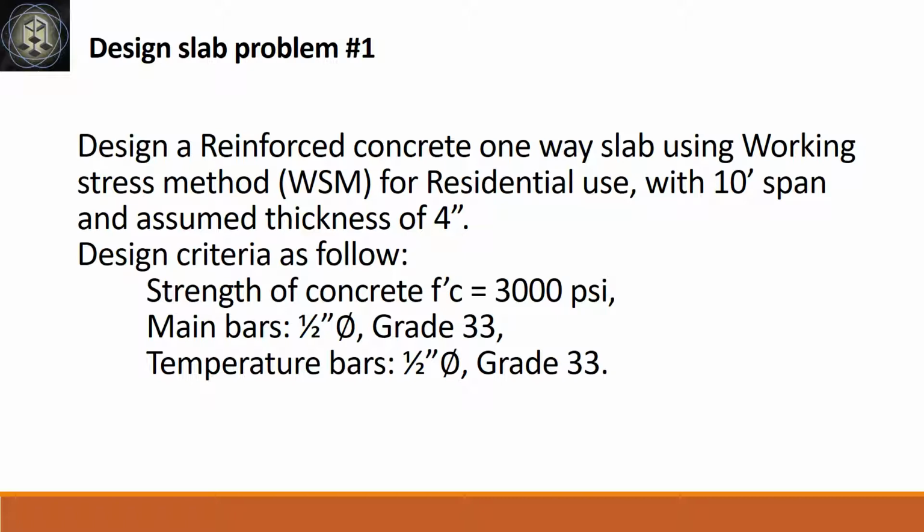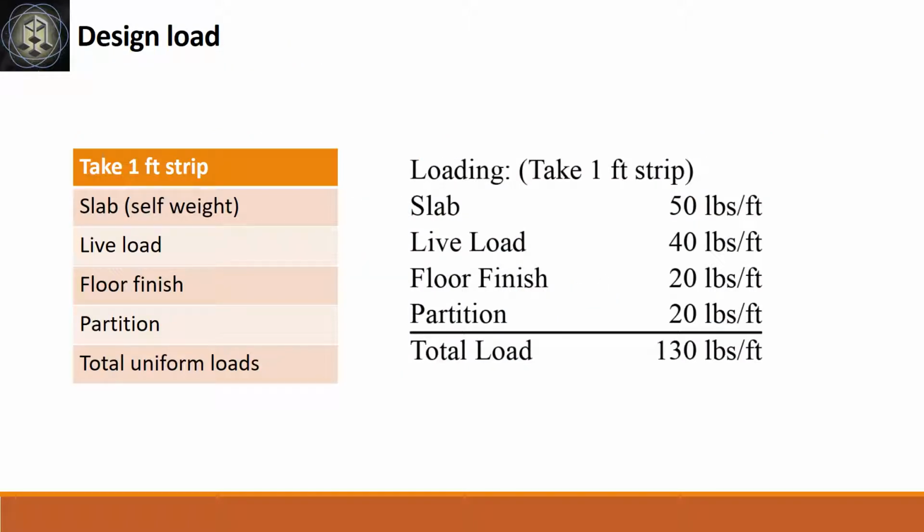Strength of concrete 3000 psi. Main bars half-inch diameter bar grade 33. Temperature bars half-inch diameter bar grade 33. The first step in slab design is to determine the total load. The most common load combinations are dead load and live load.